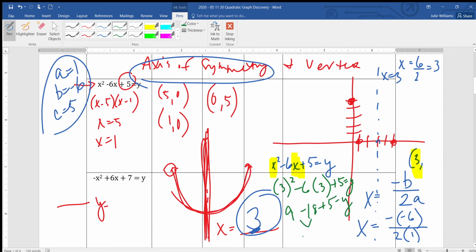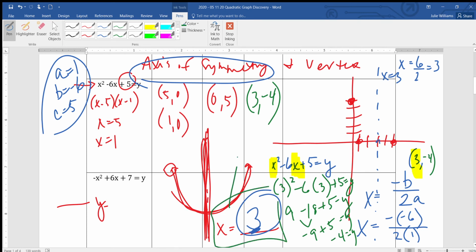So it's going to be 9 minus 18 plus 5 equals y. Well, 9 minus 18 is negative 9, plus 5 equals y. So then negative 4 equals y. So my vertex is 3, negative 4. My axis of symmetry is x equals 3. That's where I got my x value to plug in here. So that is my vertex.